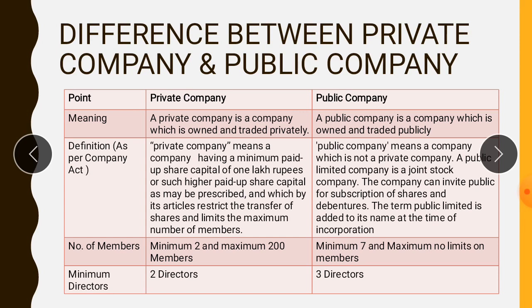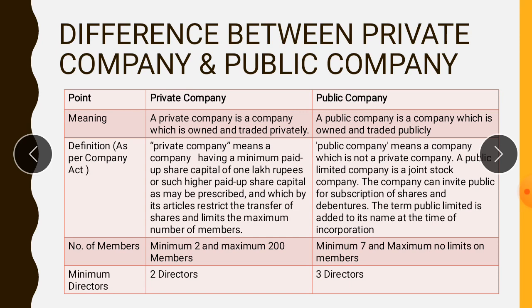A public limited company is a joint stock company. The company can invite public for subscription of shares and debentures. The term public limited is added to its name at the time of incorporation. That is second point. Third point, number of members.